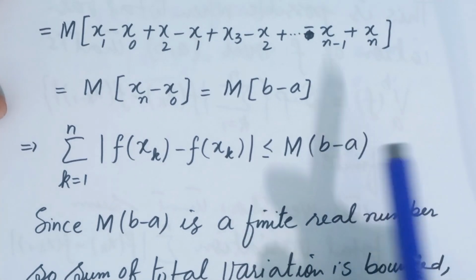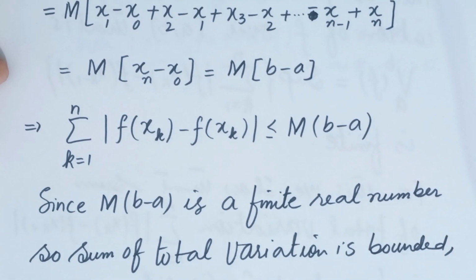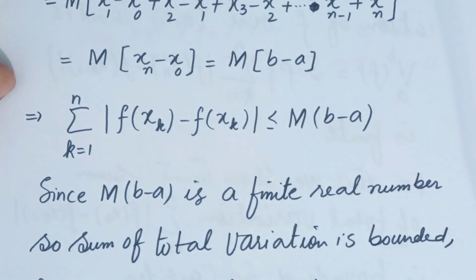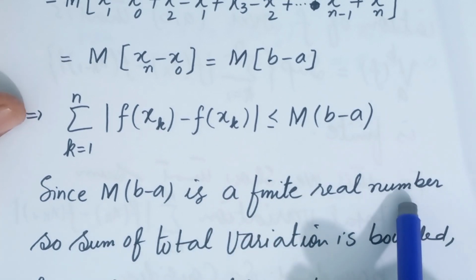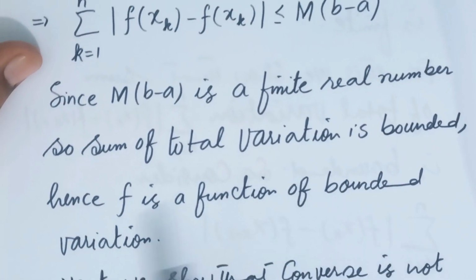Now our sum of total variation is less than or equal to m times B minus A. And as A and B are the endpoints of the closed interval, these are automatically finite numbers, and m, by definition of Lipschitz condition, is also a positive real number. So m times B minus A is a finite real number. So the sum of the total variation is bounded. Hence f is a function of bounded variation.